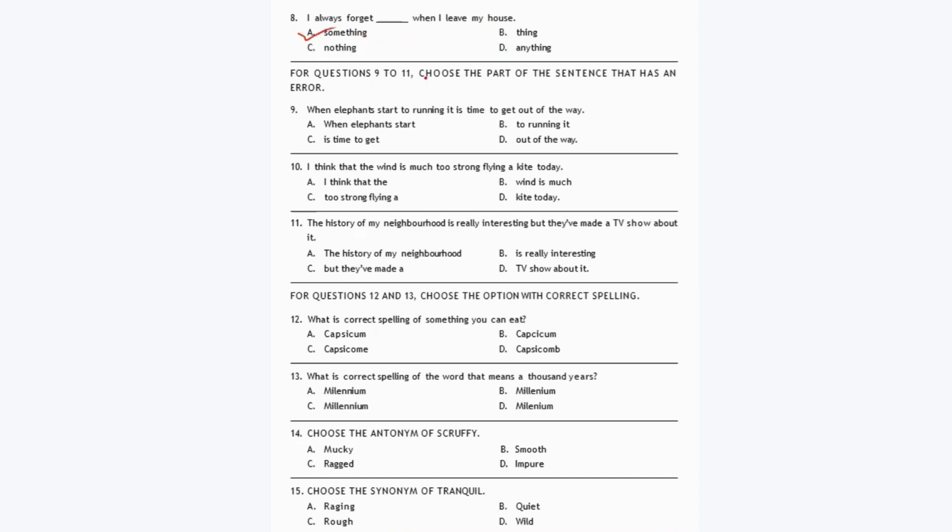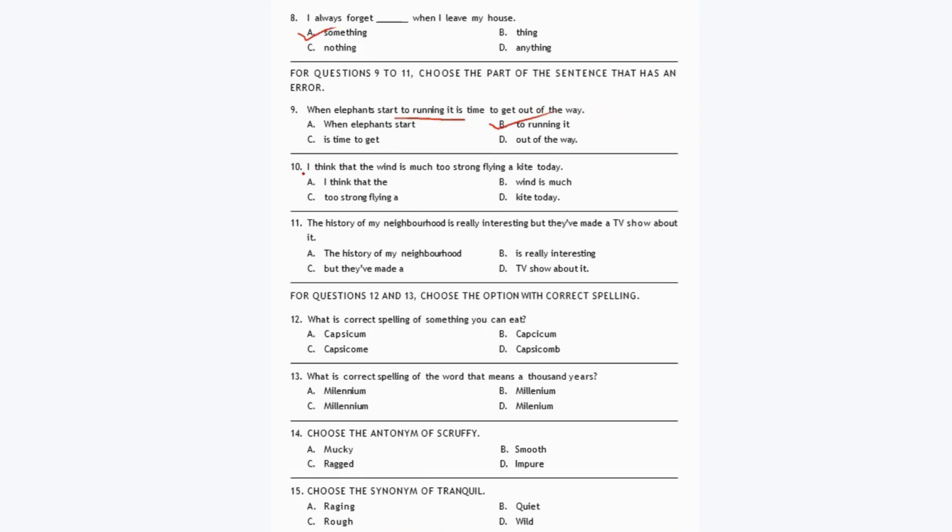Now for questions 9 to 11, choose the part of the sentence that has an error. When elephants start to running, it is time to get out of the way. So here, when elephants start to run, it is time to get out of the way. So this should be the correct sentence. You have an error here: when elephants start to running. So option B is your correct option where you find the error.